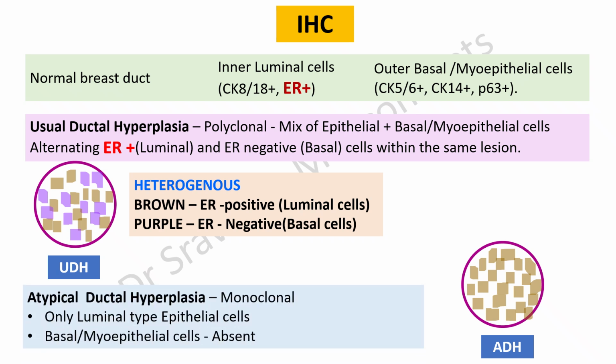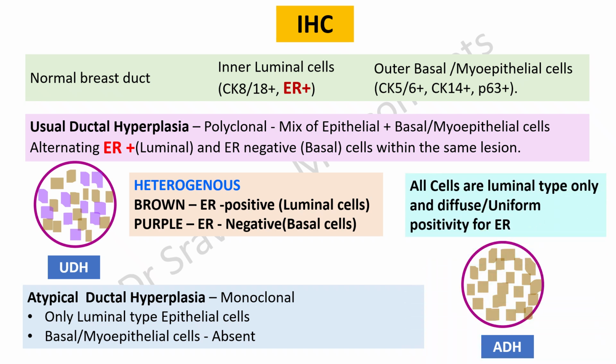But in ADH, what is happening? It is a monoclonal proliferation consisting only of luminal type epithelial cells, and myoepithelial cells are absent. So here what you are seeing, all cells are luminal type, hence there is diffuse uniform positivity for estrogen receptor.